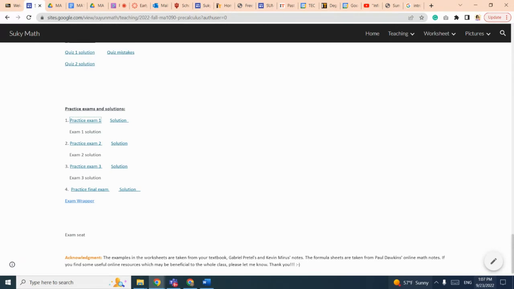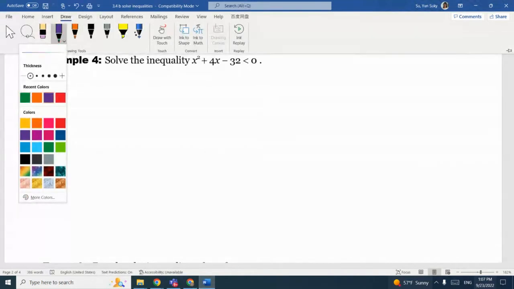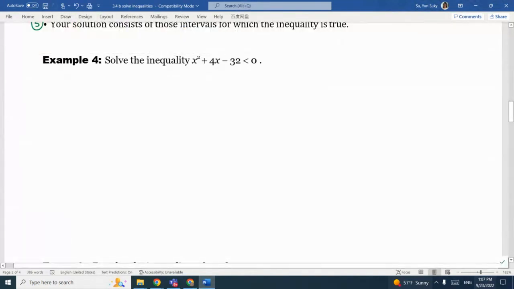Okay, so let's solve this inequality. From now on, we don't use the test point method. We just use the multiplicity method. All right, so first step, check: are all terms on the left-hand side? Yes, good. That's the first step. We make sure we move all the terms to the left-hand side, so the right-hand side is 0. And then factor the left-hand side completely.